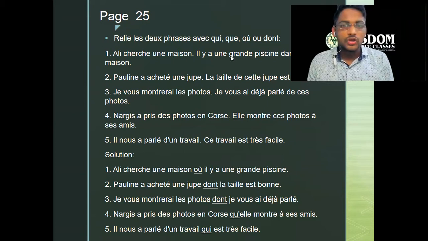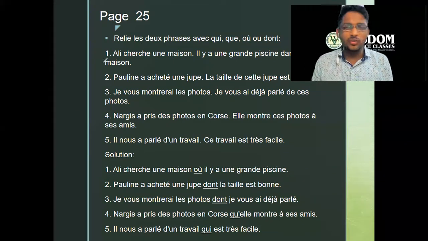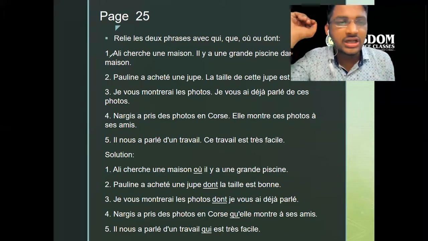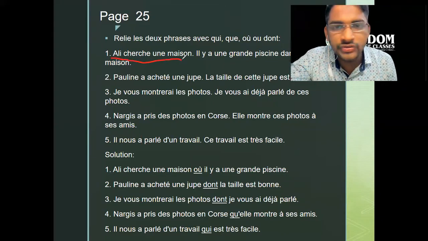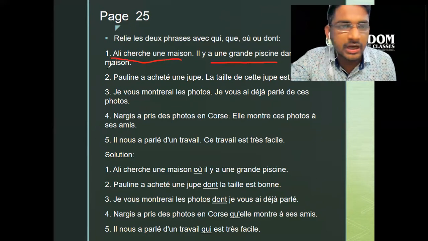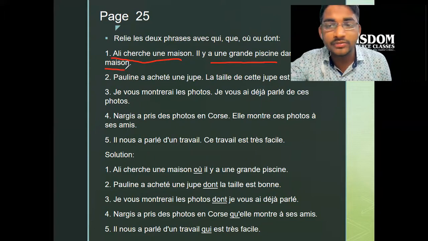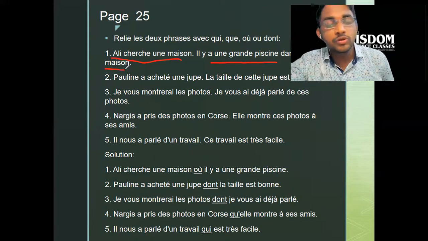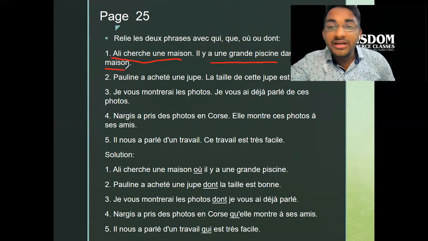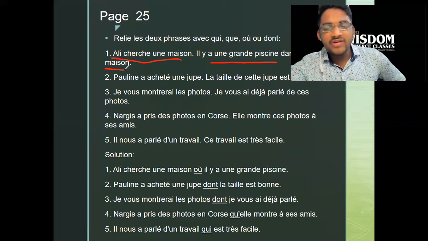Fine. So first one, what's the trick? Students, do the English translation. Quite easy. It will help you to find the answer. Ali is finding a house, and there's a big swimming pool in this house. So it's important, students, that the relative pronoun helps you. I'm just repeating again and again the same thing. It helps to join the 2 sentences by eliminating the common element. It is very important to find the common element.